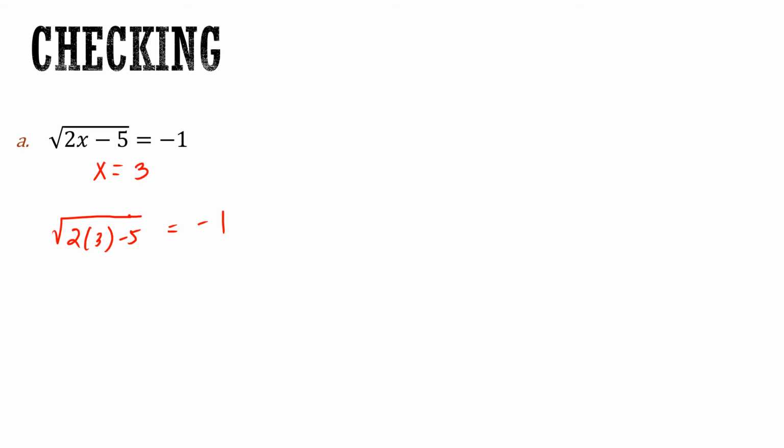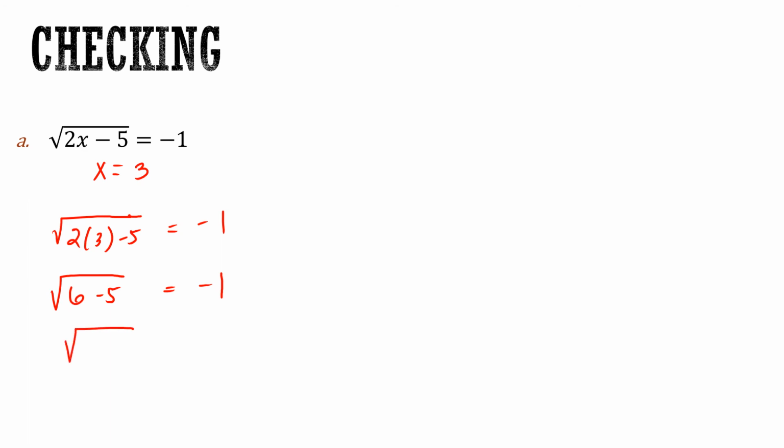Now let's check. We have square root of 2x minus 5 equals negative 1, and the value that we got is x equals 3. So we will simply substitute 3 for x. We have square root of 2 times 3 minus 5 equals negative 1. 2 times 3 is 6, so we got 6 minus 5, and 6 minus 5 is 1.